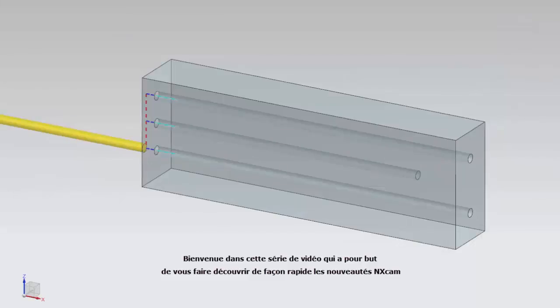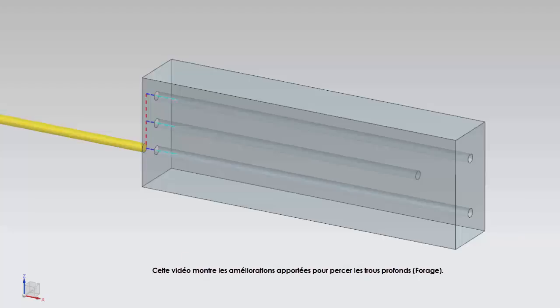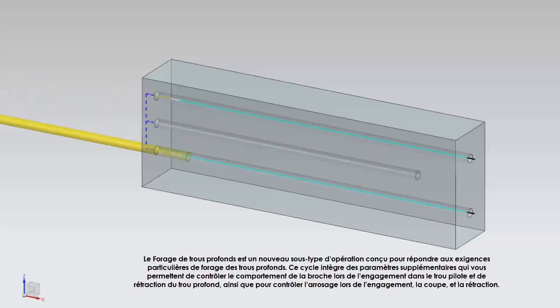A series of demonstrations designed to get you quickly up to speed with what's new in NX-CAM. This demonstration will show you how to perform deep hole drilling using a new operation subtype designed to meet the special requirements of drilling deep holes. Additional cycle parameters allow you to control the spindle behavior when engaging into the pilot hole and retracting from the deep hole, as well as control coolant when engaging, cutting, and retracting.